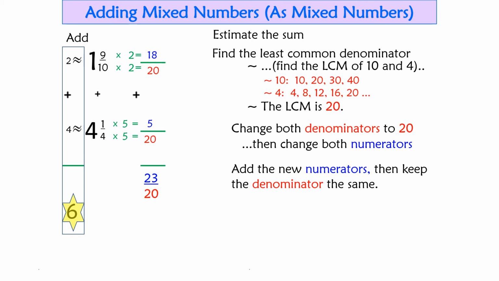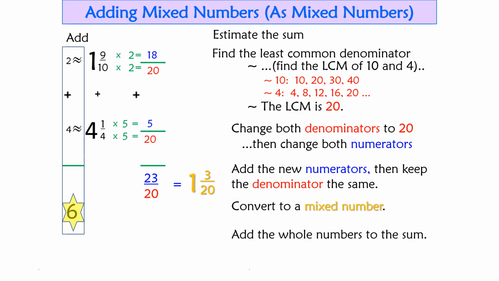Okay, let's change this to a mixed number. That involves asking ourselves, how many times does 20 go into 23? Well, it goes in once with a remainder of 3, leaving our 23/20 equaling 1 and 3/20.